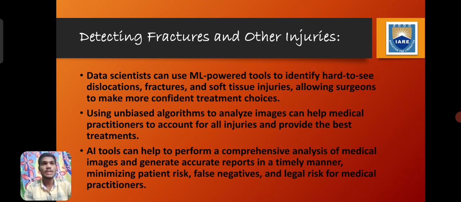Data scientists can use ML-powered tools to identify hard-to-see fractures and soft tissue injuries, allowing clinicians to make more confident treatment choices. Using unbiased algorithms to analyze images can help medical practitioners to account for all injuries and provide the best treatment. AI tools can help to perform a comprehensive analysis of medical imaging and generate accurate reports in a timely manner, reducing patient risk, false negatives, and legal risk for medical practitioners.